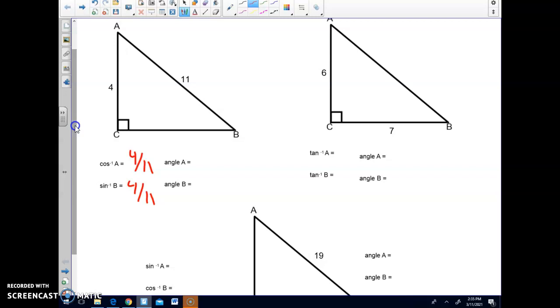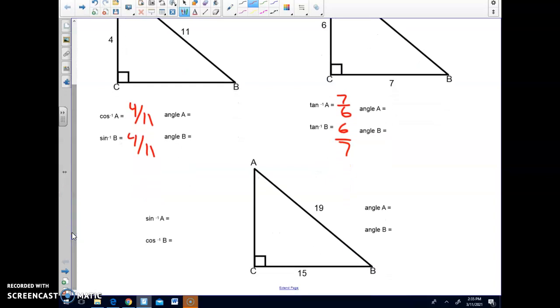For angle A, in the second triangle, we're not given a hypotenuse, so we're using tangent. Angle A, it's opposite over adjacent, 7 over 6. And for angle B, it's opposite over adjacent, that becomes 6 over 7. On the bottom here, angle A, 15 is opposite it, so opposite over hypotenuse, that's why it's sine. And then adjacent to angle B is 15, hypotenuse is 19. So we have our sine, opposite over hypotenuse, and then our cosine, adjacent over hypotenuse.